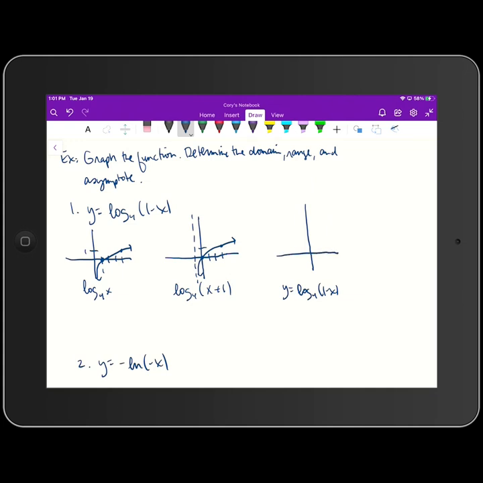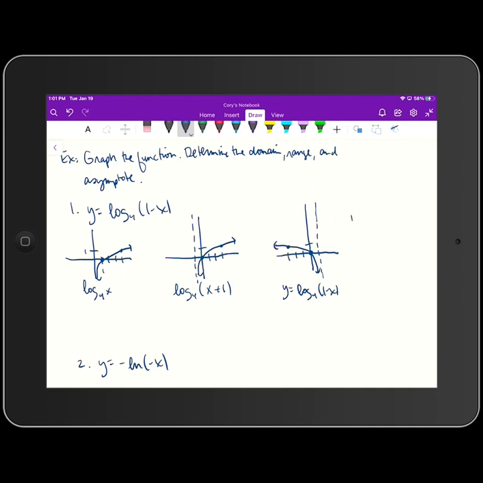So when we reflect that entire graph across the y-axis, the vertical asymptote is now at x is equal to 1. The point that was at (0, 0) stays at (0, 0). The point that was at (3, 1) is now at (-3, 1). Okay, so graphically, our curve looks like so.